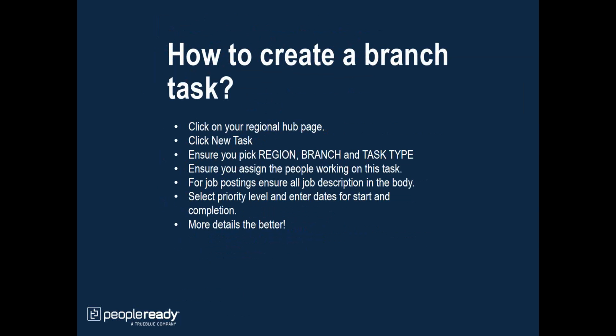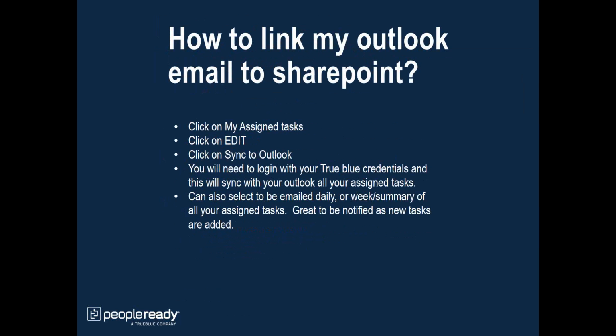You can create a branch task through your regional hub page by clicking New Task, or you can go to the Canada job board if you want to post a job directly. To link your Outlook email to SharePoint, this will allow you to see all your assigned tasks directly through your email. And also, if you want to configure a daily or weekly summary email to be sent to you, you can do that through SharePoint.